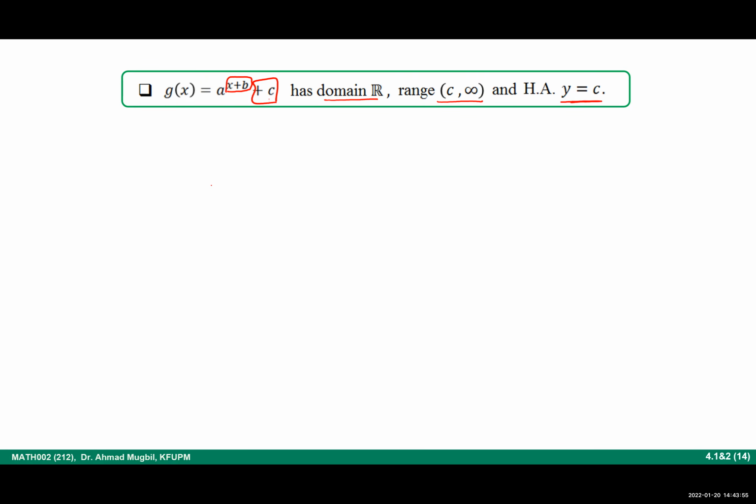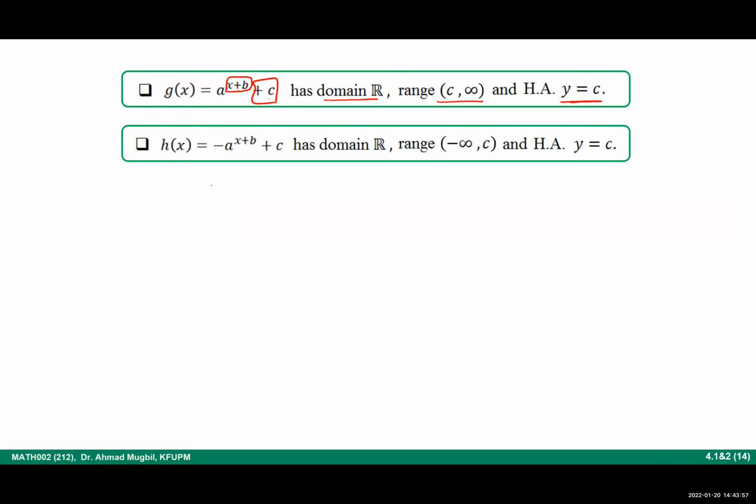Now, if you have reflection in the x-axis, what will be the change? Only the range. The other will stay the same. Just it will be below the x-axis instead of above the x-axis. What about if you have reflection in the y-axis? This is another case when you have a to the power negative x, and it will be reflection of a to the power x in the y-axis. You can of course apply the same ideas for such function.